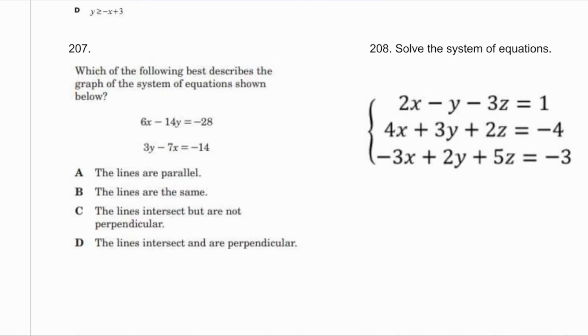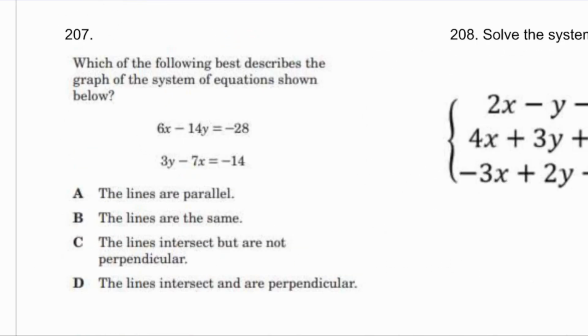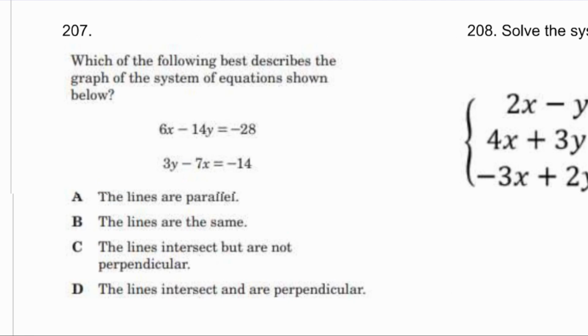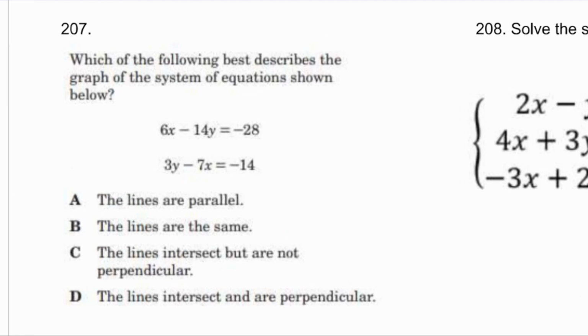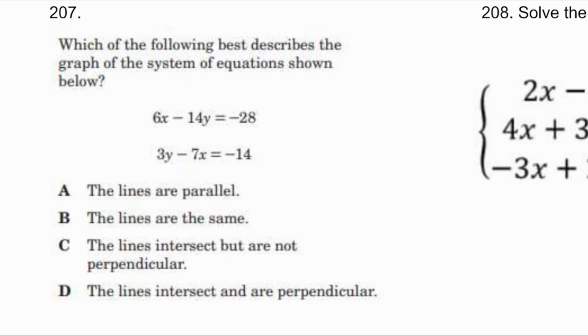Okay, what else we got? Okay, we got two more on this page. All right, which of the following best describes the graph of the system of equations shown below? The lines are parallel, the same, intersect but not perpendicular, or perpendicular. Okay, so I think that we should be able to at least start by finding the slope of each of them. If we saw that the slopes were the same, I guess we'd have it down to A and B, but they're not going to be. They just look like they're going to be.